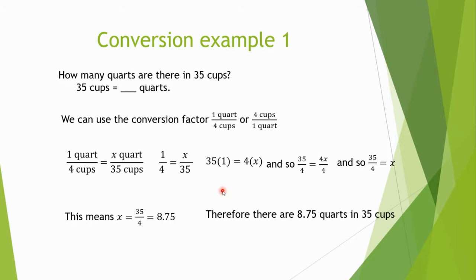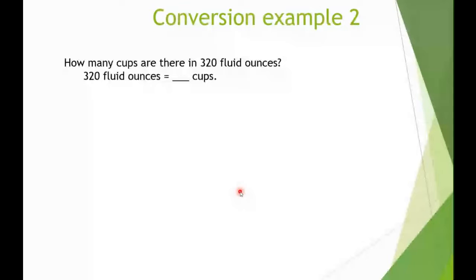And so there are 8.75 quarts in 35 cups, as you can see. I rounded to 2 decimal places. I don't think you can round it. I don't think there's more decimal places. If there are, normally I would tell you how many to round to. Let me see. Yeah, 8.75. Okay. All right, so that's one example.